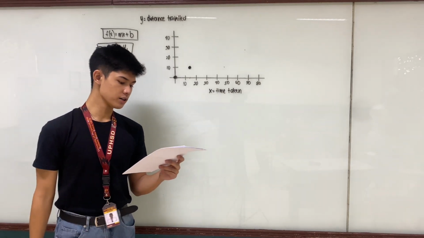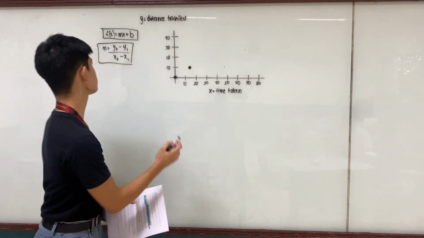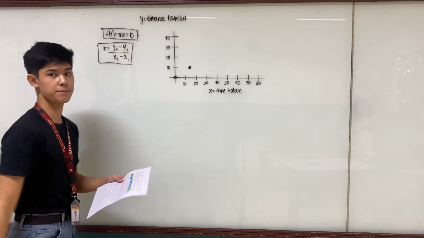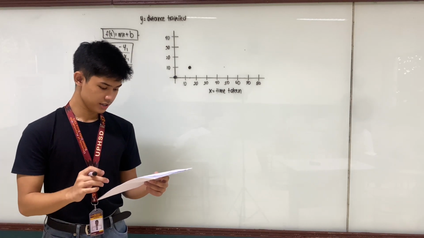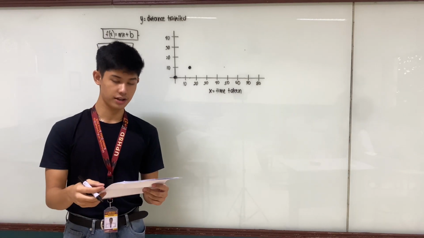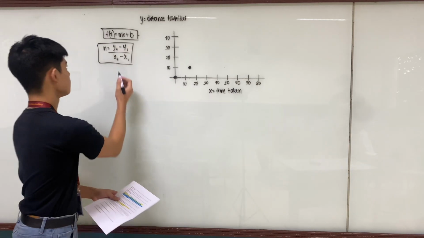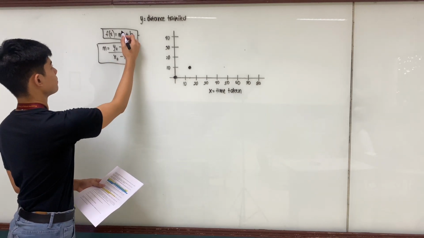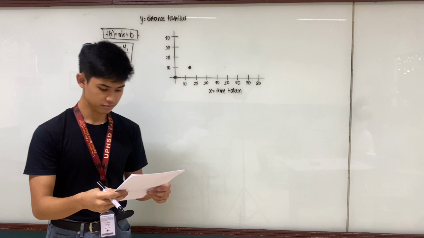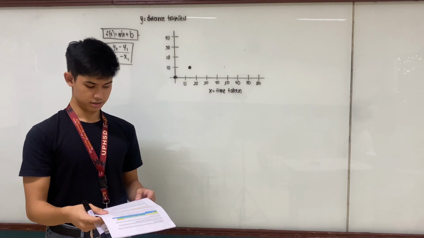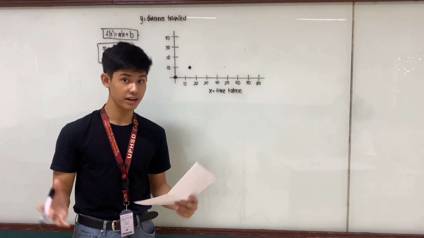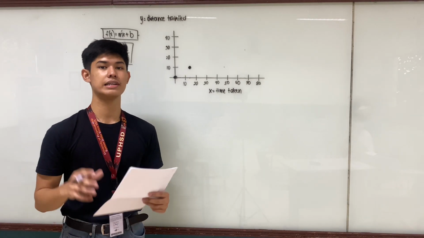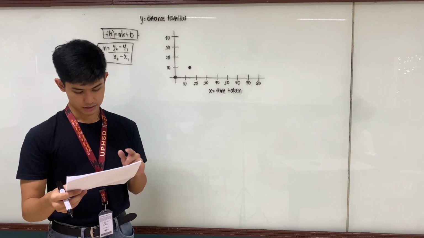For our piecewise function, we shall be using the slope-intercept formula, so this is y is equal to mx plus b. We shall also be making use of the slope formula, which is y sub 2 minus y sub 1 over x sub 2 minus x sub 1, to get our m. I'm sure these are very familiar formulas for everyone, since this was already tackled in our previous lessons.